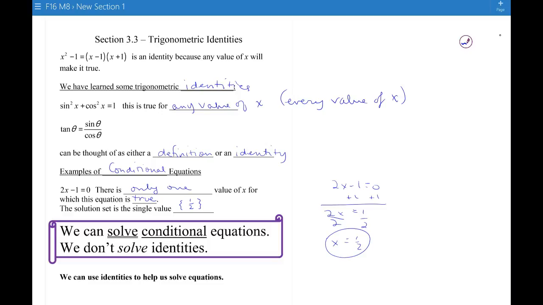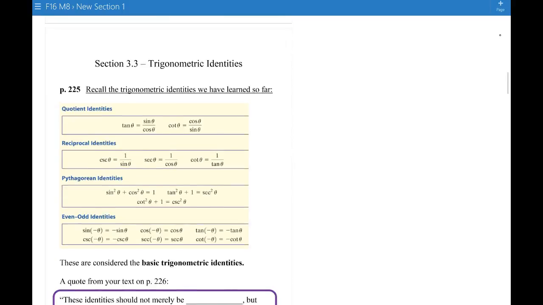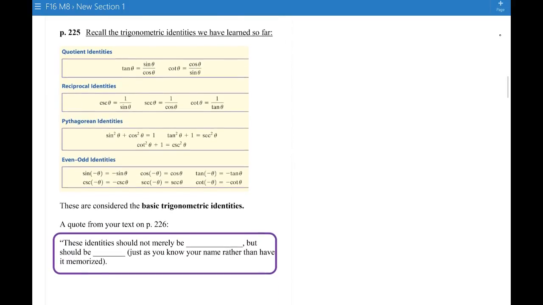So you can solve conditional equations, but we don't solve identities. But we can use identities later to help us solve equations. So that's the reason so many of them have been developed, and learning to prove them helps you develop your algebra skills with trig functions. So here's a bunch of the identities we've learned so far. The quotient identities, reciprocal, Pythagorean identities, all their various forms.